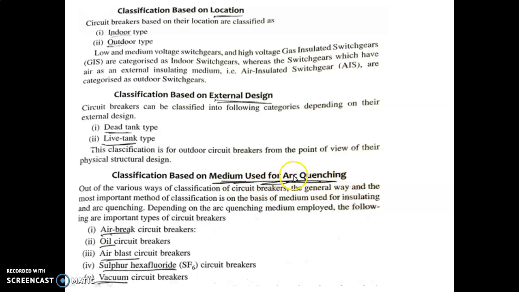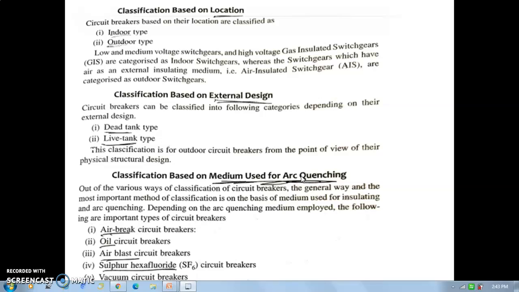Whatever arc is formed between the contact of circuit breaker, we have to remove. We have to remove means quenching that arc or extinguish that arc formed by using the mediums between the two contacts. We have to use different medium, and we can remove that arc formation when the fault occurs in the system. But we have to classify the circuit breakers.